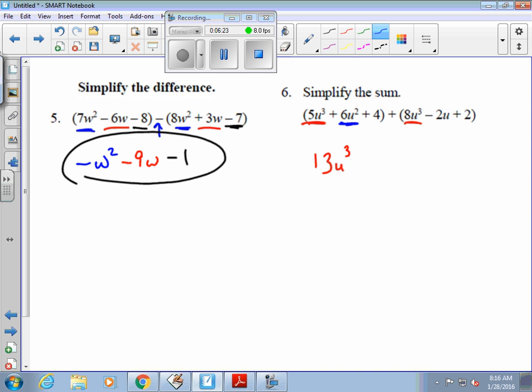But notice there isn't a u squared in the other one. So you'll simply put plus 6u squared. If you put it together with negative 2u, make sure you make that change. Okay. Then the next degree is negative 2u. That's this one here. There's only one of them. So negative 2u. And finally, the constant terms, 4 plus 2 is positive 6.